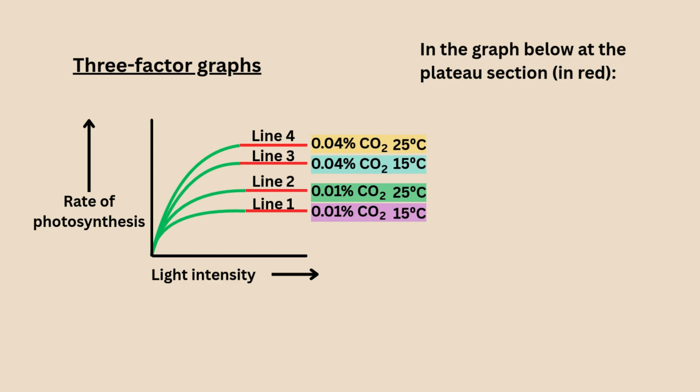If we look at line 4, which is at the very top, here it's got a high carbon dioxide concentration and a high temperature. So it's very likely that neither of these are now limiting factors. Perhaps another factor would be limiting, perhaps the amount of chlorophyll, but you need more evidence for this.